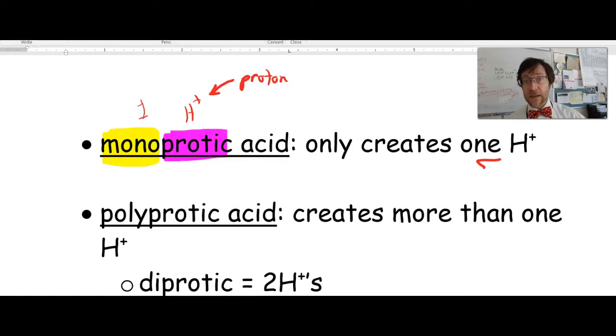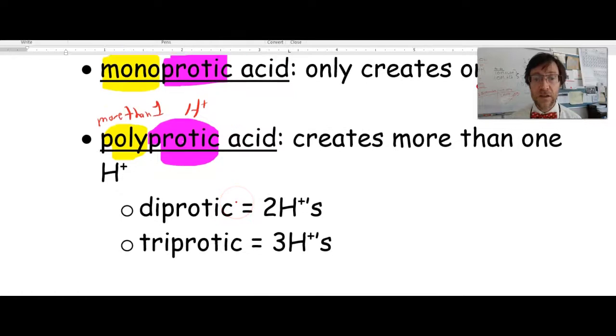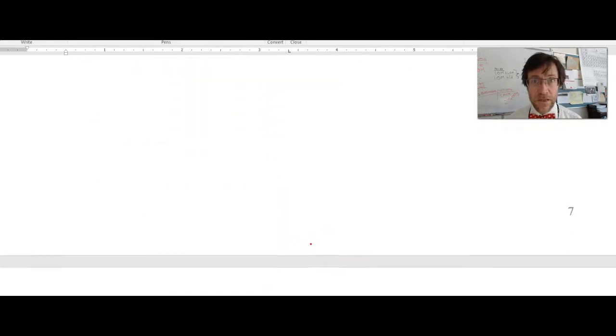Now the same thing, only slightly modified, is polyprotic. Poly we know means more than one, and protic is proton. So polyprotic is any kind of acid that creates more than one hydrogen ion when you dissolve it in water, and that gives us diprotic and triprotic. I'm sure there's probably all the way up to tetraprotic and pentaprotic, but not for today. The diprotic you get 2, the triprotic you get 3. So there you go, 4 vocab words. Lock them in your brain, and then we'll move on.